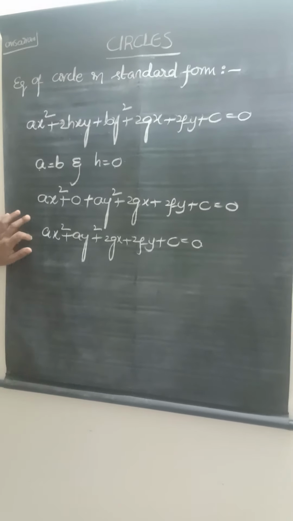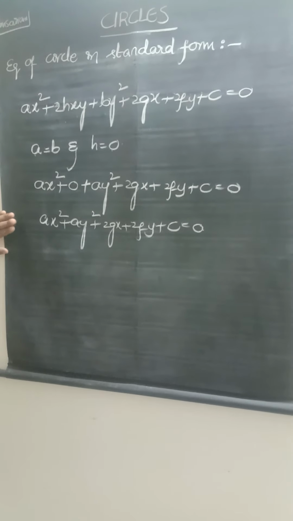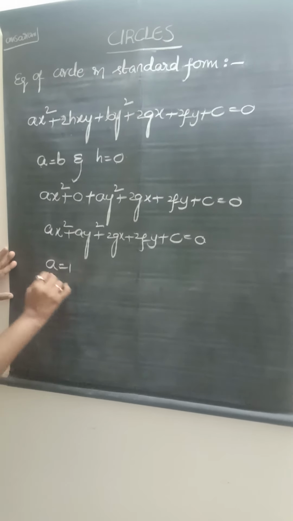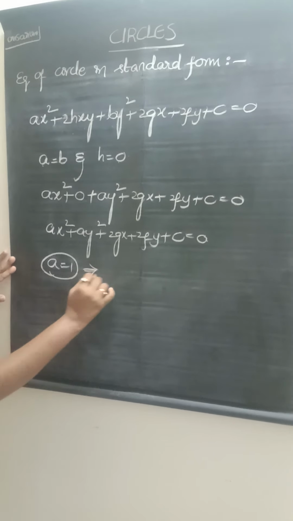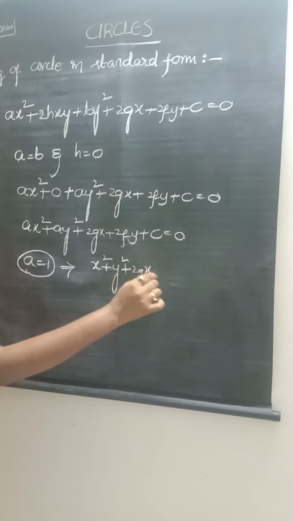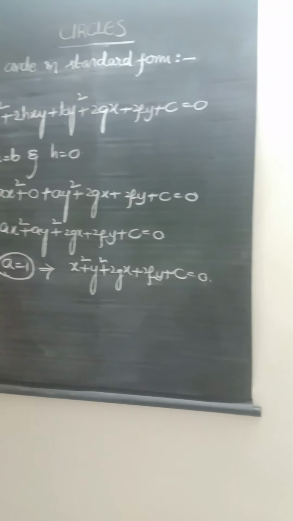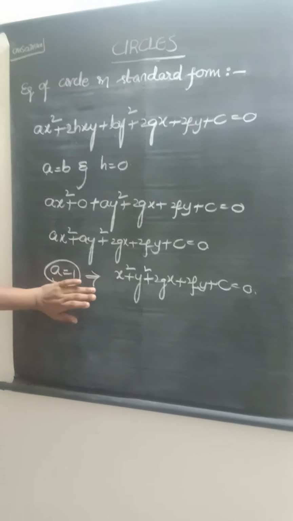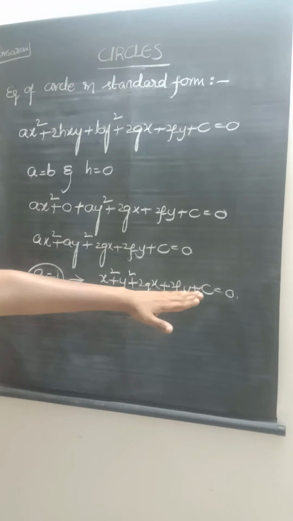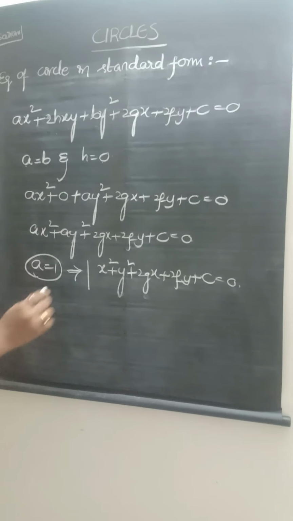This equation represents the equation of the circle, and in this equation if we take a equal to 1, then the equation becomes x square plus y square plus 2gx plus 2fy plus c equal to 0. And this is called the equation of the circle in standard form. x square plus y square plus 2gx plus 2fy plus c equals 0. This is the equation of the circle in standard form.